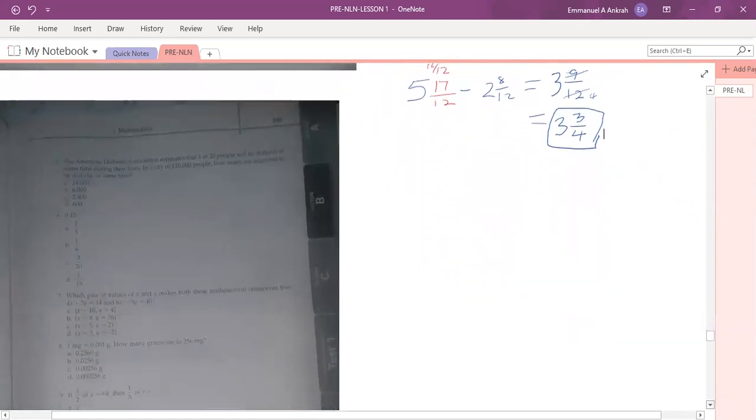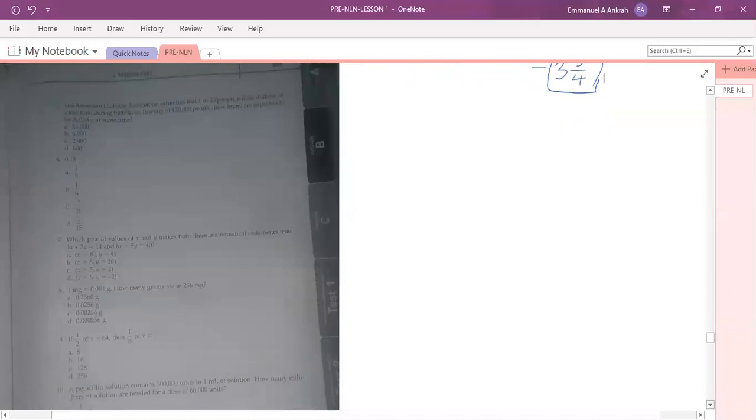All right, so let's look at number 5 to 10. Let's try that in a few minutes and then we'll come back to discuss. Again, number 5, you can use proportion. You're going to realize a lot of proportion can be used for so many things. The American Diabetes Association estimates that 1 in 20 people will be diabetic at some point in their time. In a city of 120,000 people, how many are expected to be diabetic? So set up your proportion for this, and then I'll write it down.